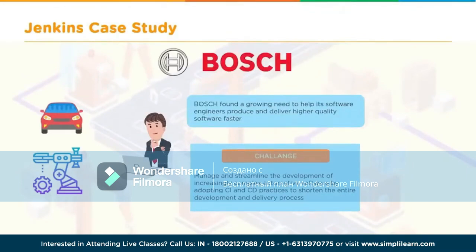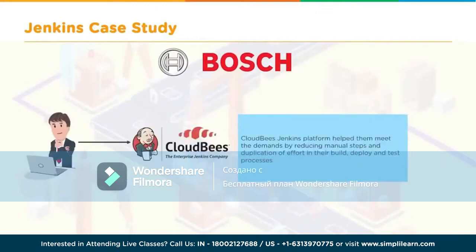So Bosch is a company that specifically ran into this problem, and their challenge was that they wanted to be able to streamline the increasingly complex automotive software by adopting continuous integration and continuous delivery best practices with the goal of being able to delight and exceed the customer expectations of the end user. So Bosch has actually used CloudBees, which is the enterprise Jenkins environment. To be able to reduce the number of manual steps such as building, deploying, and testing, Bosch has introduced the use of CloudBees from Jenkins, and this is part of the enterprise Jenkins platform.